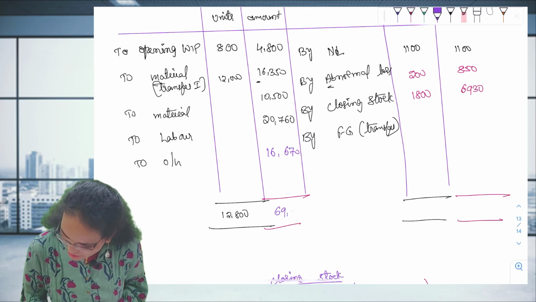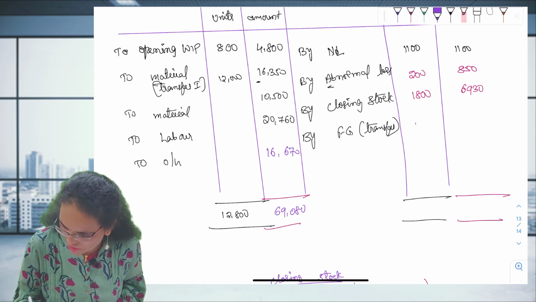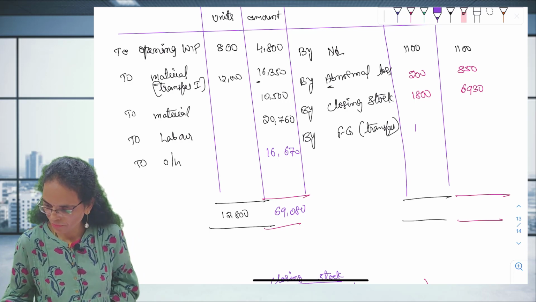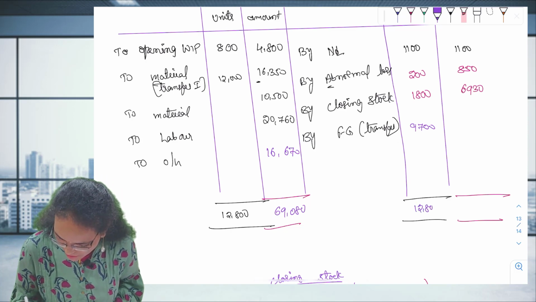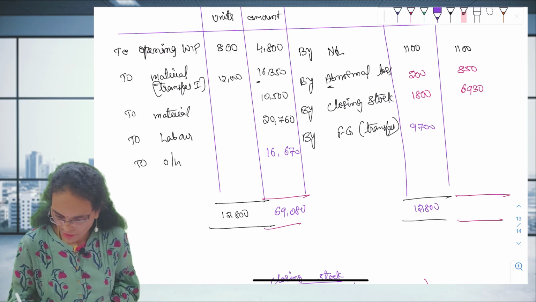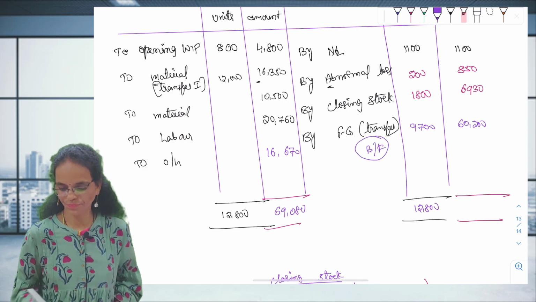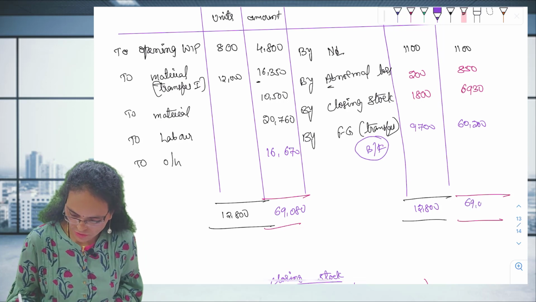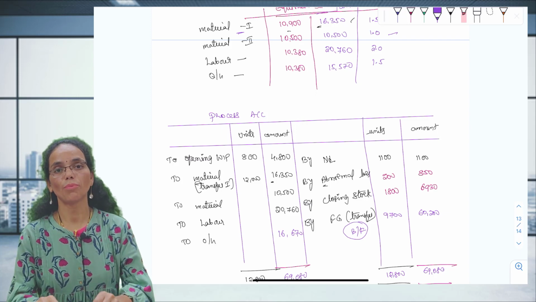That is 69,080. How many units are transferred to the next process? 9,700 only, right? You are also getting the same answer. That is 60,200, this is a balancing figure. 69,800. So guys, this is process costing equivalent production.